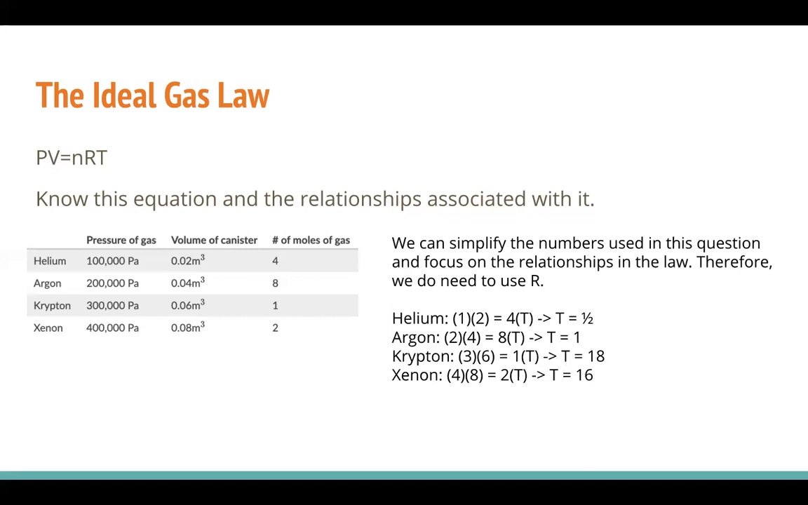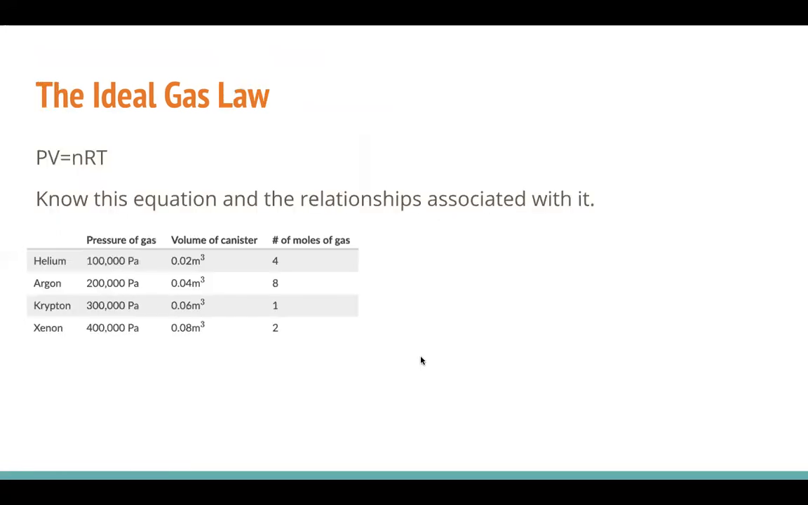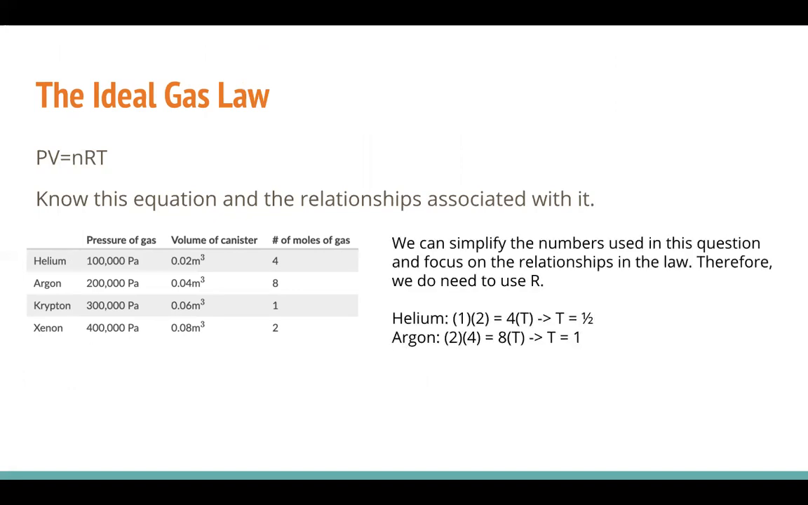And so from this, we can see that krypton has the highest temperature, or the highest kinetic energy. After that, it's xenon, then argon, and then helium. And if we go back here, we can see that that's the answer. Krypton has the highest kinetic energy, followed by xenon, then argon, and then helium. So just know the ideal gas law and always remember to simplify the question to make your lives easier. Just remember that time is of the essence on the MCAT, although I'm sure you all know that very well by now.